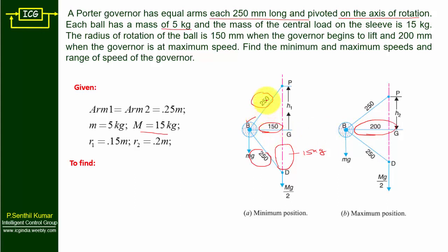Here our aim is to find the minimum and maximum speed along with the range of speed. Minimum speed means n1, maximum speed means n2, then the range of speed del n. These are the parameters we need to find out. To find n1, there is a formula. We have already discussed that formula. In that formula, to find n1, we need to know the value of h1. So first we are going to find the value of h1 and h2. Then using h1 and h2, we can easily find n1, n2. From n1, n2, we can easily find del n.